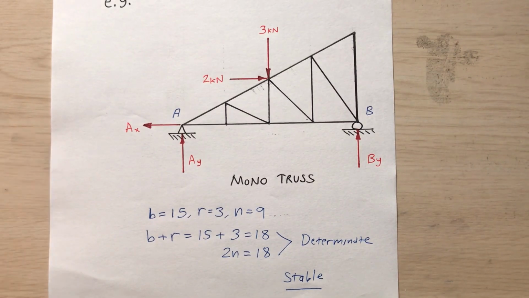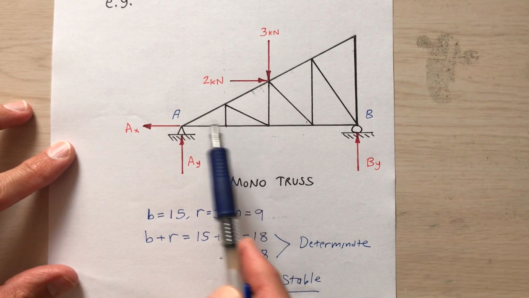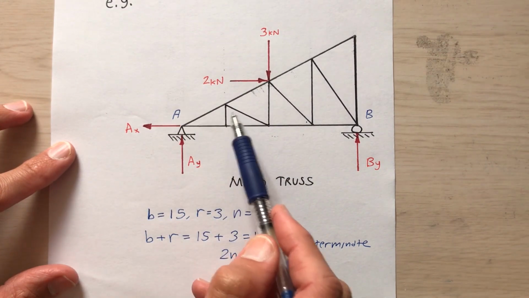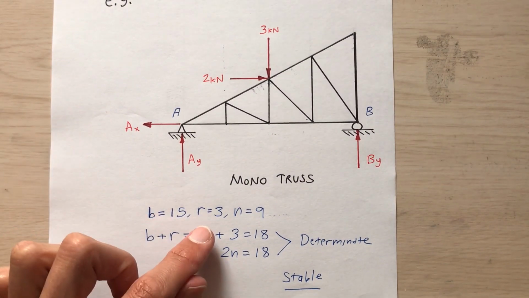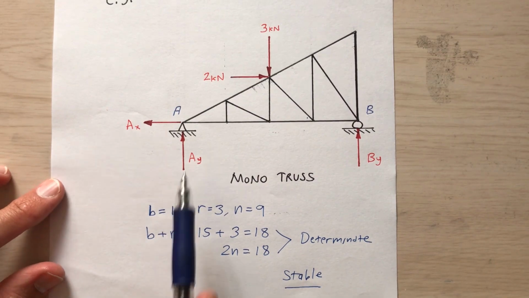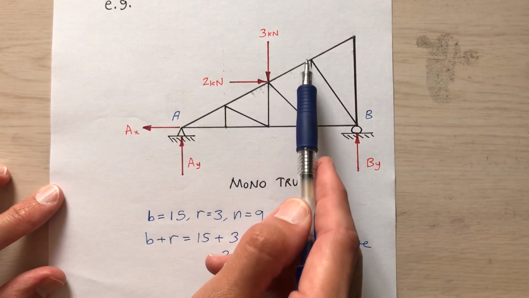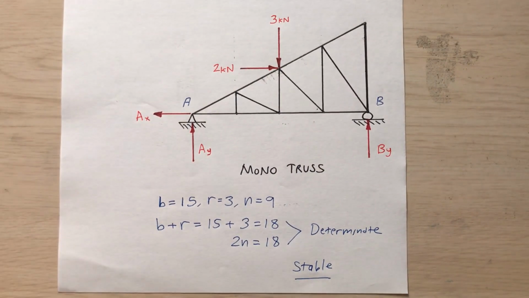So how many bars do I have? 1, 2, 3, 4, 5, 6, 7, 8, top and bottom. 9, 10, 11, 12, 13, 14, 15. So 15 bars, number of reactions 3, 2 at A and 1 at B. Number of joints 9. 1, 2, 3, 4, 5, 6, 7, 8, 9. 9 joints. So B plus R, that's 18. And 2 times N is 18. It is a determinate mono truss. I can tell by inspection that it's stable as well.